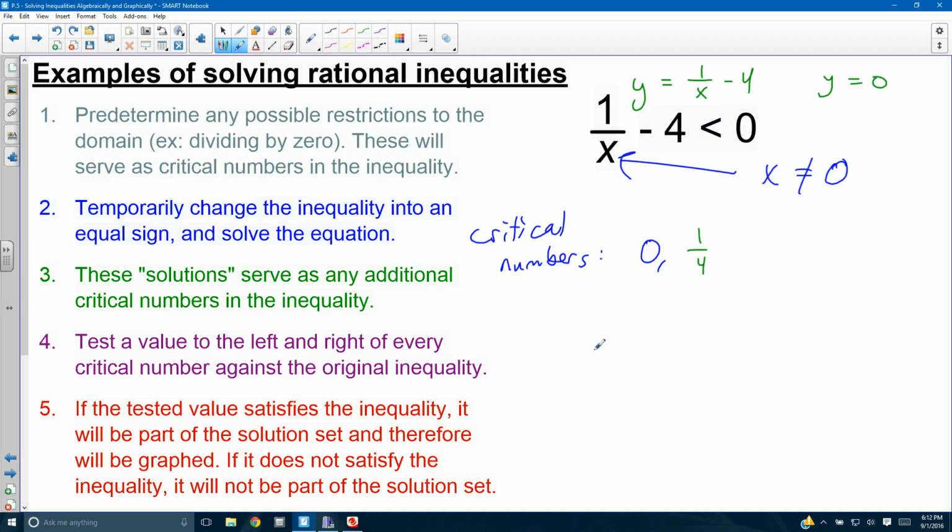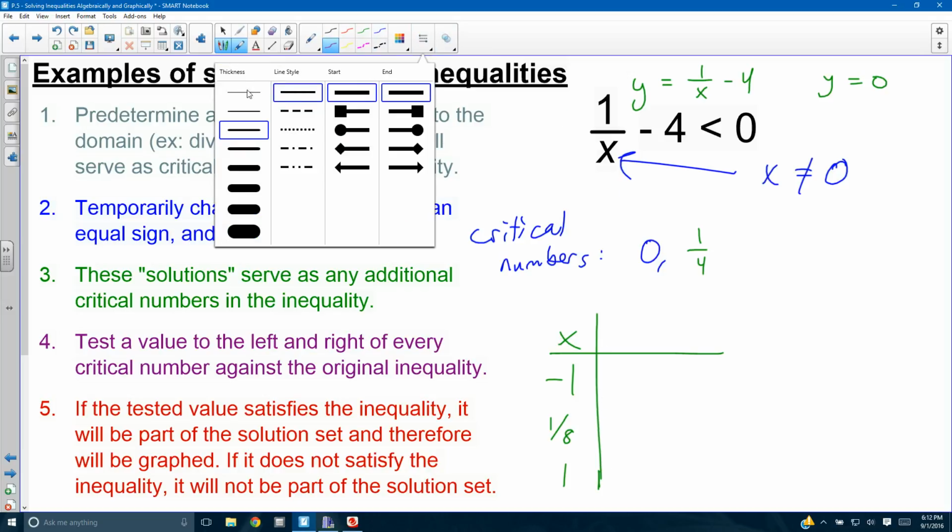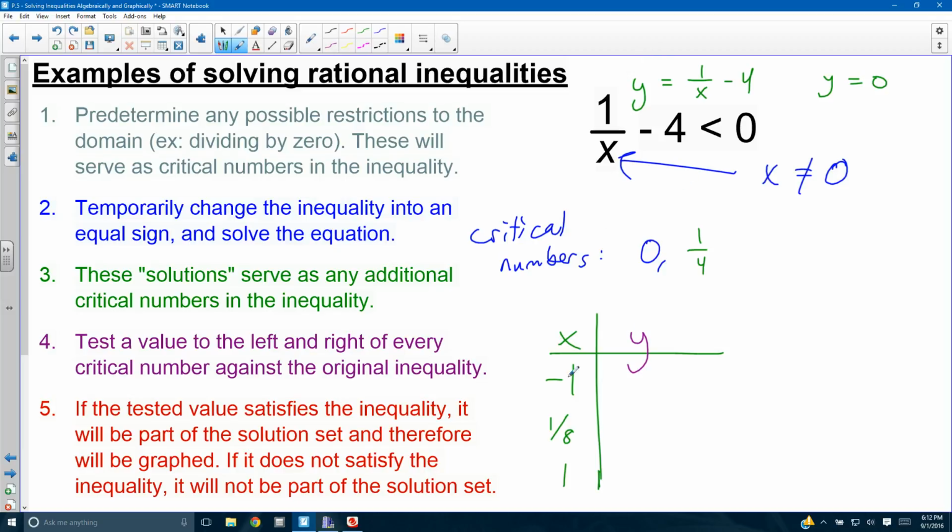We're going to test a number to the left of 0. Let's try -1. We also know that'll give us a good-looking number here. We're going to test a number between 0 and 1/4. How about 1/8? And a number to the right of it. How about 1? Okay, they don't have to be far. They can be big and extreme, but small ones do work too. And let's figure out what the y values are as a result.